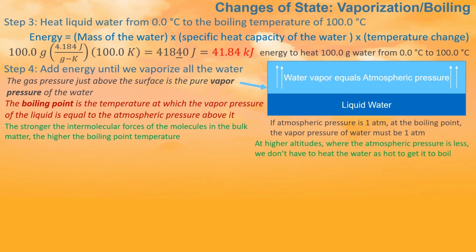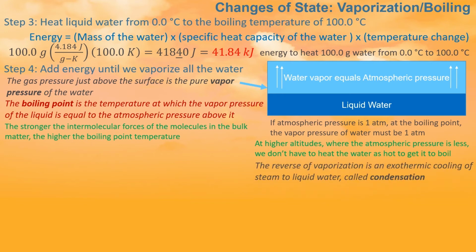At higher altitudes like Denver, Colorado, or Mount Everest, where the atmospheric pressure is considerably less than where I'm at in North Carolina, we don't have to heat the water as much to get the vapor pressure equal to the reduced atmospheric pressure at this higher elevation, and to make the water boil. That's also why it takes longer to boil an egg or make spaghetti at higher elevations. The boiling water is just not as hot because it boils below 100 degrees Celsius.